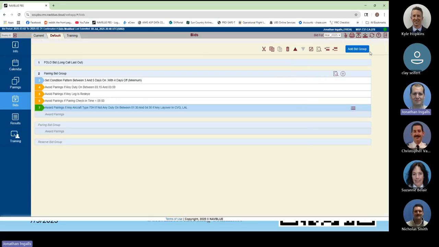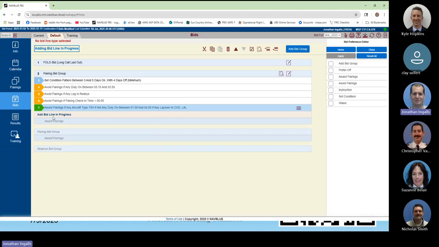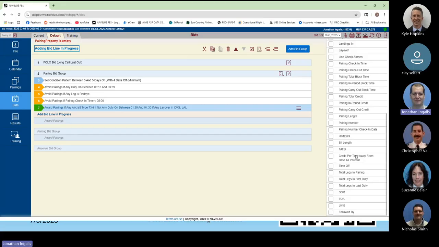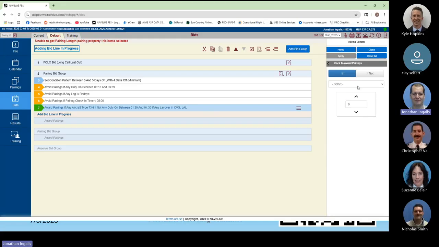All right. So I'm just going to hit close. I'm going to hit the plus again, so I know when I'm back. I see this blank add bid line in progress. Tells me I'm not editing anything. I'm adding another one. I'm going to hit award pairings. I'm going to hit pairing and find pairing length. And specifically 3 days, 3 or 4 days, 3 to 5. 3 or 4 days are fine. All right, so I'm going to say a range between 3 and 4 days in length.